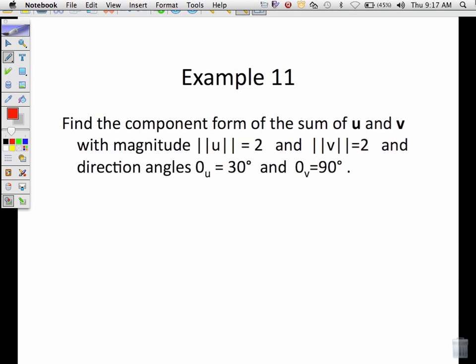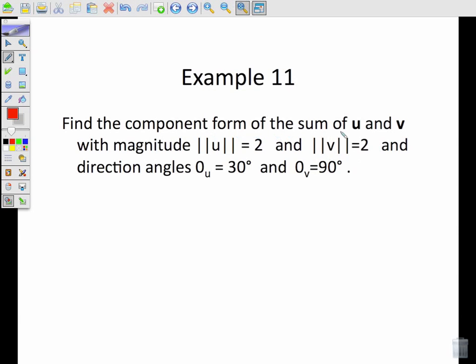All right, looks like we're going to have one more example here to finish the day. Find the component form of the sum u plus v with magnitude of u being 2 and the magnitude of v being 2, and the direction angles are 30 and 90. Well, if I'm going to find the sum here of these two vectors, first I need to find the vectors themselves. So let's do u first. The vector u equals, the magnitude of it is 2, and the angle would be 30 degrees.